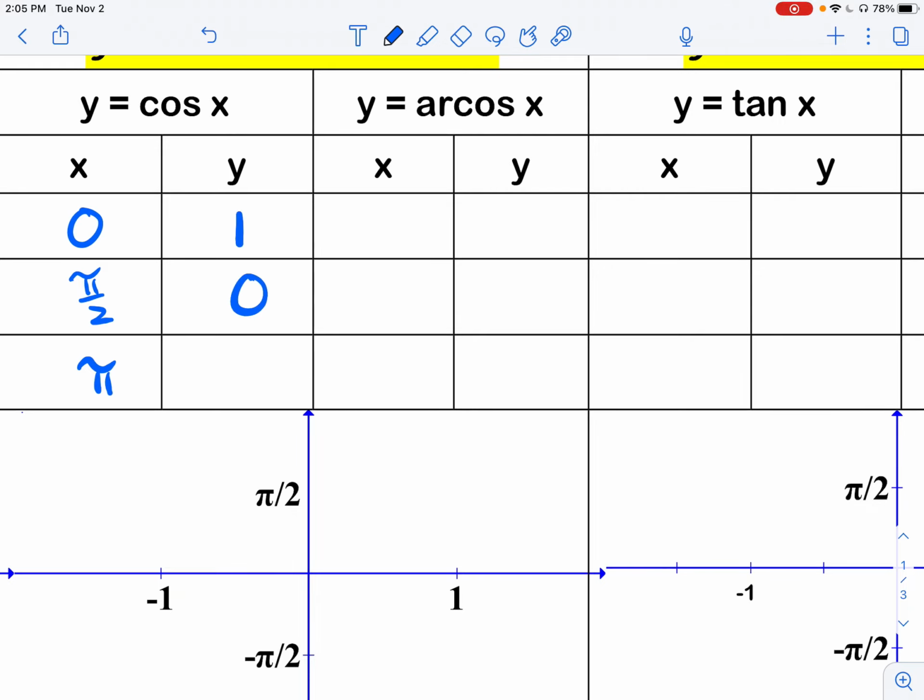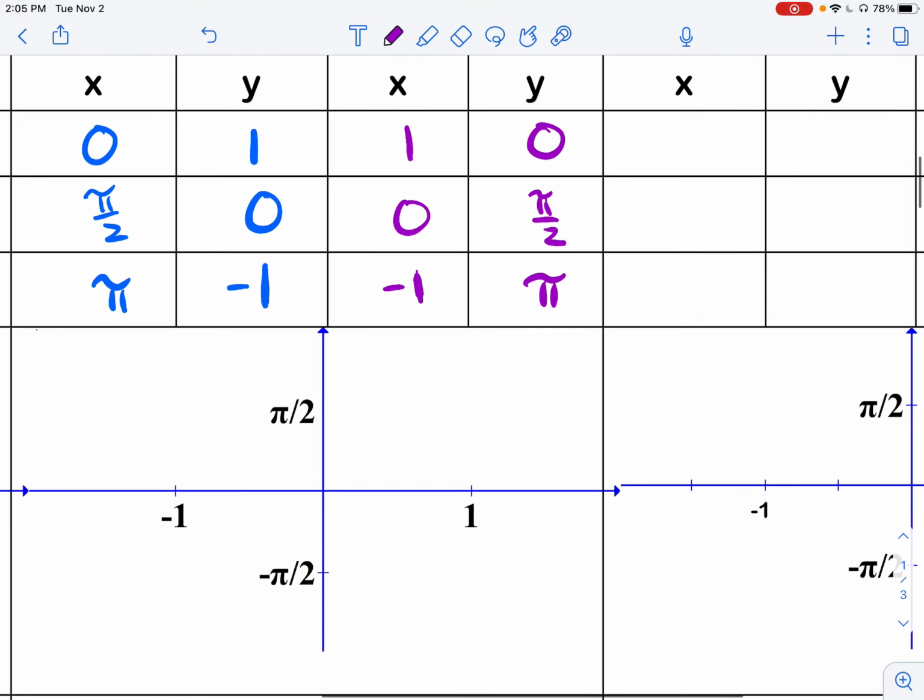We have 1, 0, cosine of pi is -1. Now, if I flip those x and y values, I get 1, 0, 0, pi over 2, and -1 and pi. Now, if I graph those as coordinates, 1 results in 0, 0 results in pi over 2, which is right around here, and -1 results in pi, which actually, if I just label here, should be up here. So what does this graph look like? Well, that's probably a little too extreme. So this is going to look something like that.